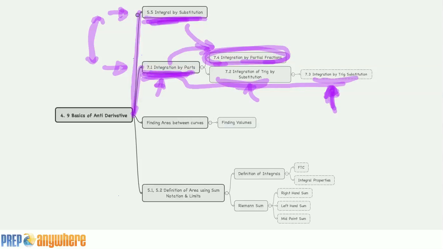So after you master these two sections, right, I recommend that you go into this section here. Okay, this will be the next longest branch. So 5.1 and 5.2 is where you learn what the definition of area is, and I think you go on to learning about what a Riemann sum is. So the right hand sum, left hand sum, midpoint sum. Okay, so these two combined together will allow you to understand what an integral is.